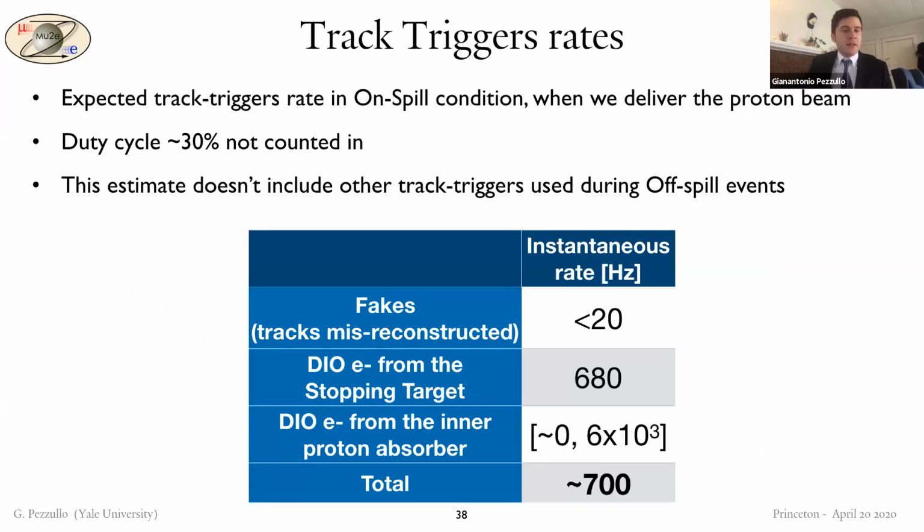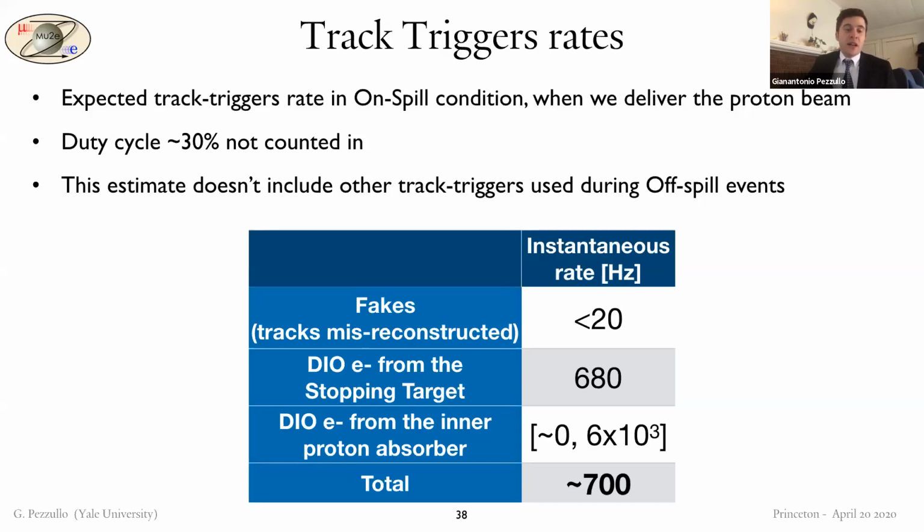So our duty cycle is about 30%. And here, this table at the bottom of the slide shows the instantaneous rate when we receive the beam. So that's the thing that I estimated. From this table, you can see that the expected rate of fake events, where some tracks got misreconstructed and went above all the thresholds when we impose them, is at a level of a few tens of hertz.